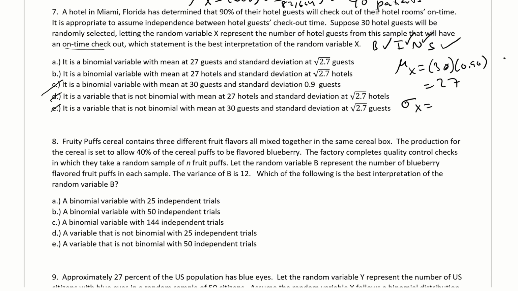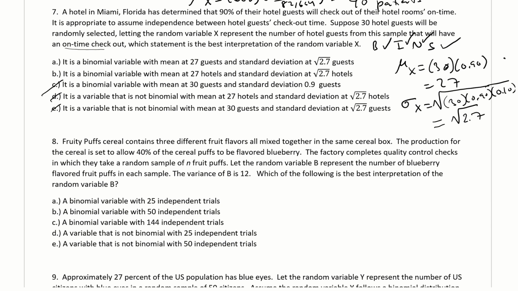Oh yeah, it looks like the standard deviation is going to be the same for both of those. But let me just calculate anyways, just to practice. So we got 30 times 0.90 times 0.10. Remember, it's n times p times 1 minus p. And so if you do that, you get a square root of 2.7.